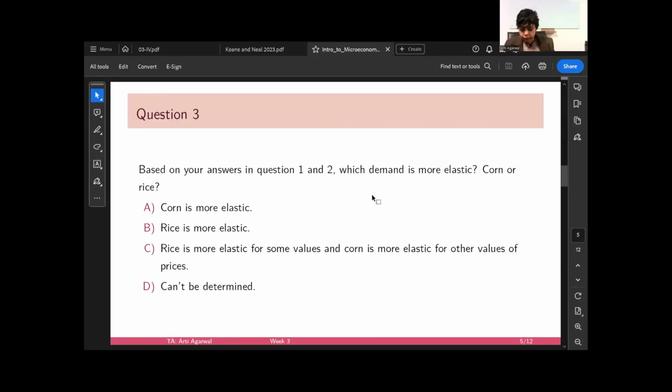Okay, now this is a very interesting question. Which one do you think is more elastic? So we got a function for price elasticity of demand for corn, and we got a constant value for price elasticity of demand for rice, right? Now what we are asking is which one is more elastic? Just making sure everybody's on the same page. What does more elastic mean? You can type in your answers in the chat.